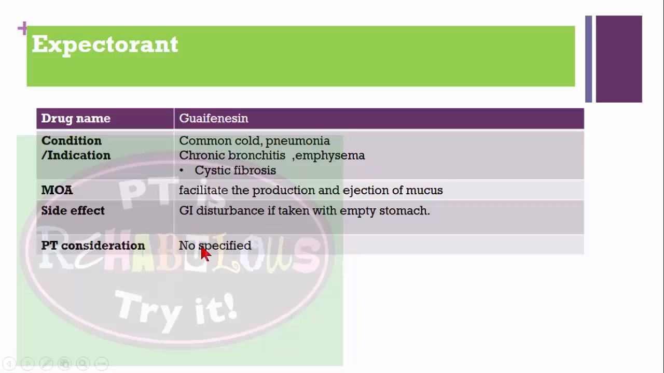As a physiotherapist, there won't be any specific consideration, but if they have taken this expectorant, then within 30 minutes to 1 hour we have to give chest physical therapy.